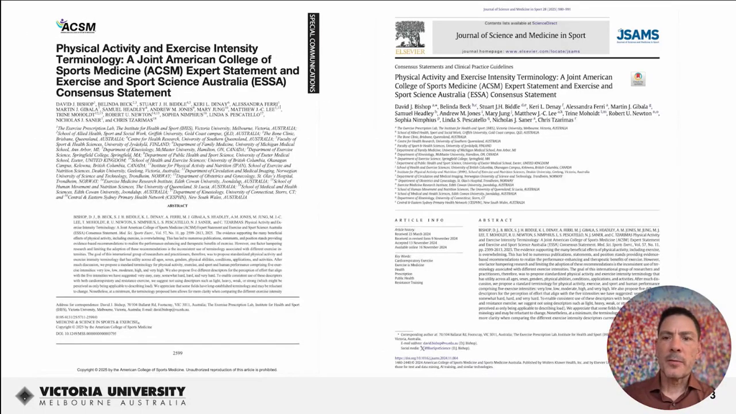The final document, as I said, has been jointly published, so you can see the two versions there. There's a copy in Medicine and Science in Sports and Exercise, of course, and the Australian equivalent, the Journal of Science and Medicine in Sport. I'll try and give an overview today, but if you're interested in more detail, you can go to either of those publications. They're identical except for some of the formatting.